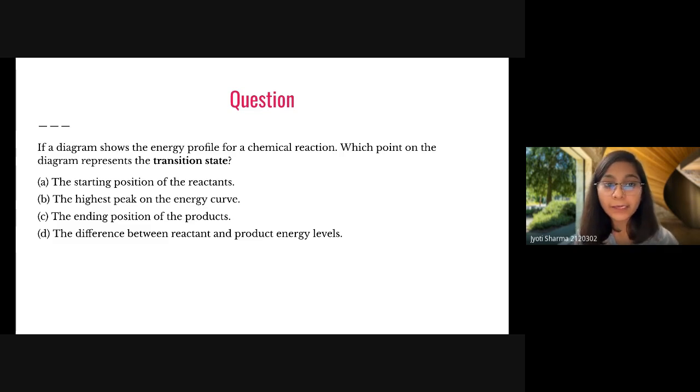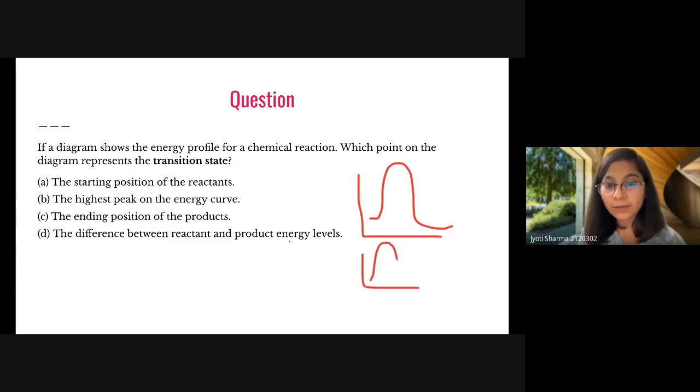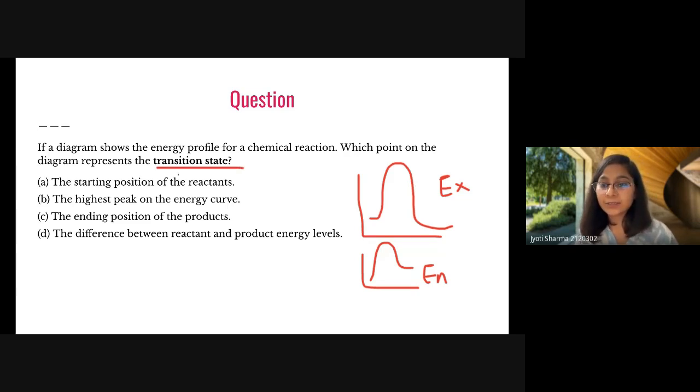Okay, if a diagram shows the energy profile for a chemical reaction, what was that diagram? That diagram was like either this one, or let's say this one. So this is for exothermic, and this is for endothermic, right? And this is the energy profile of the reaction. Which point on the diagram represents the transition state?